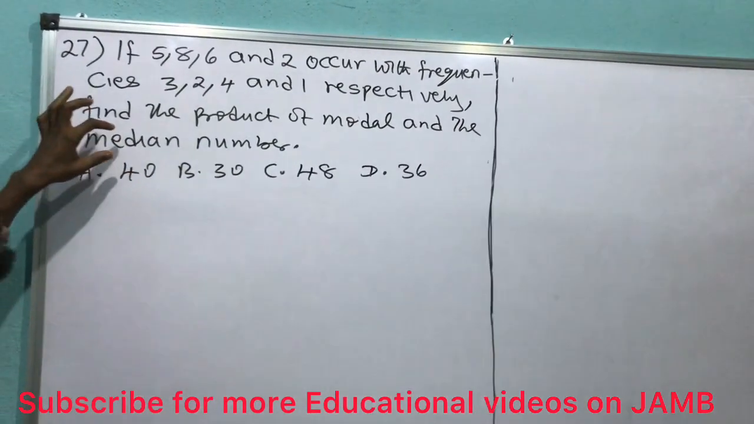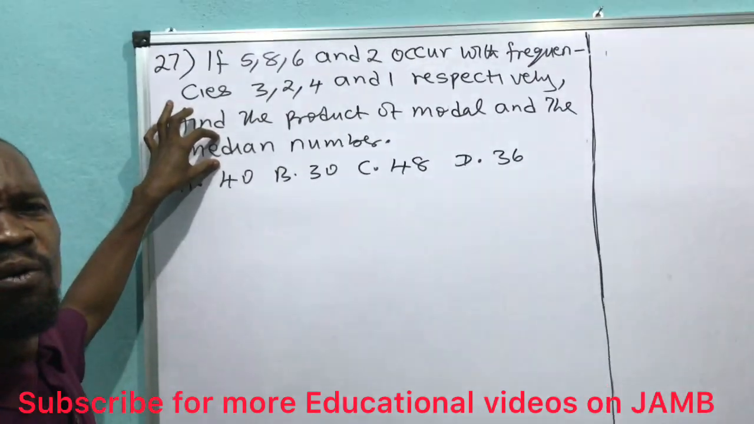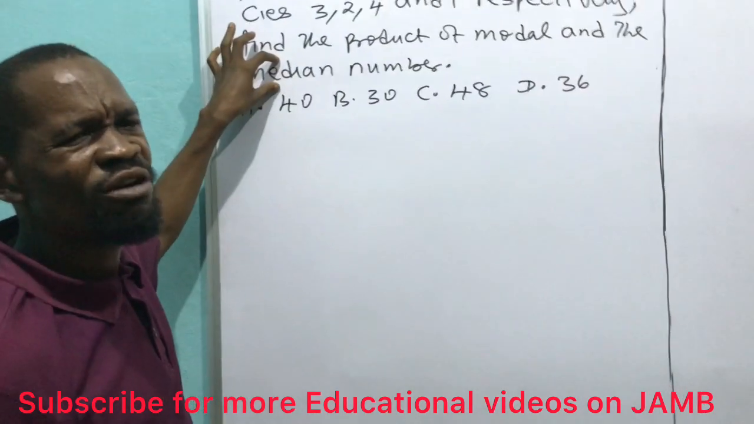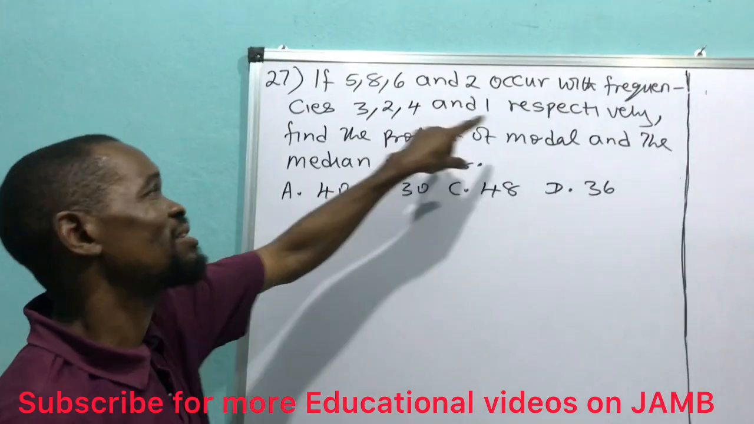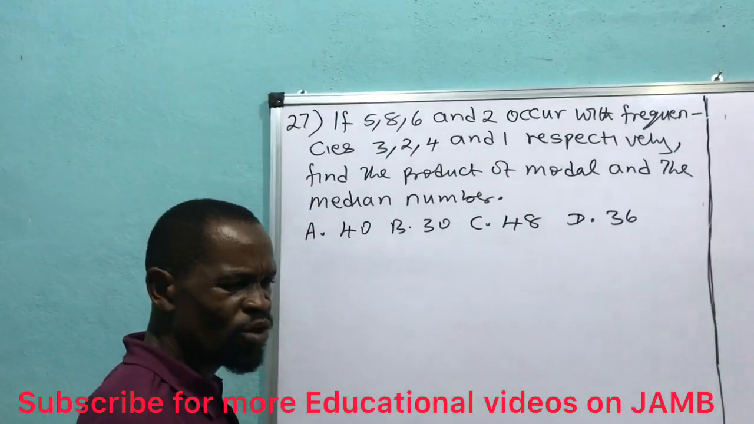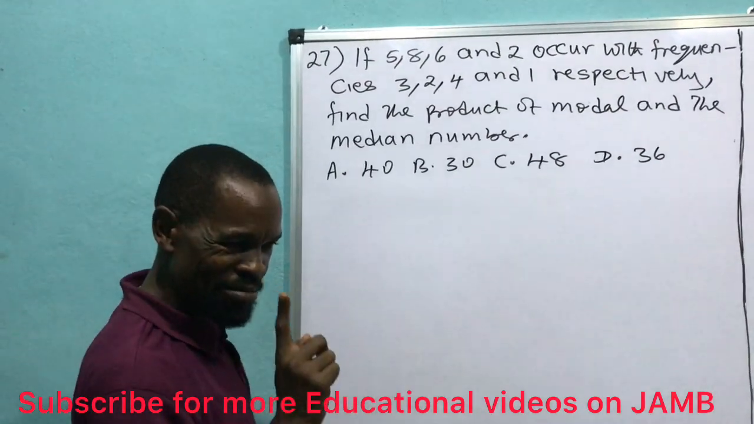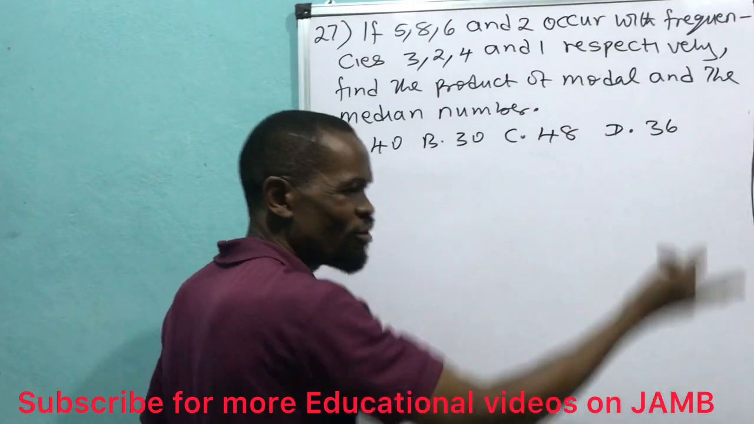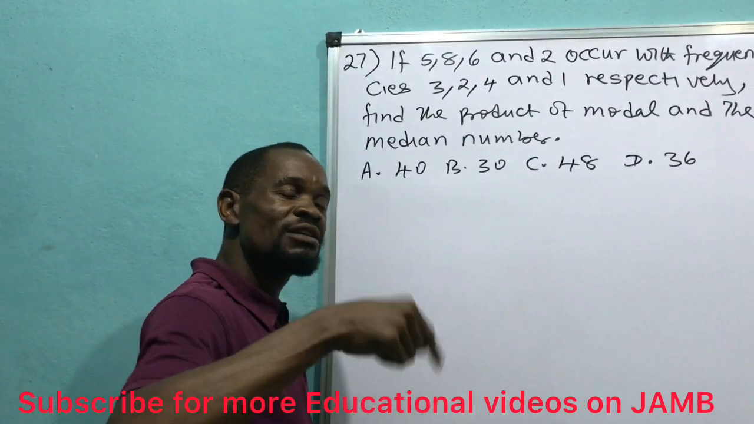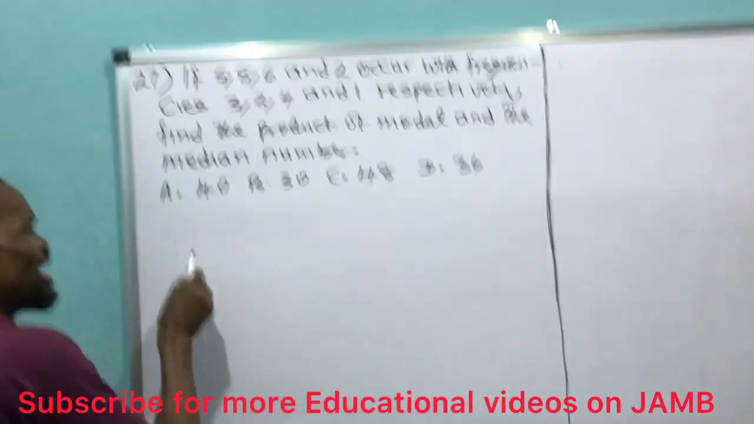Since they mentioned median, that means we are going to calculate it using our cumulative frequency. Cumulative frequency must be involved for us to calculate median. As far as frequency is involved in our data, we must make use of cumulative frequency to calculate the median. You get me right? Then we'll now come to this.